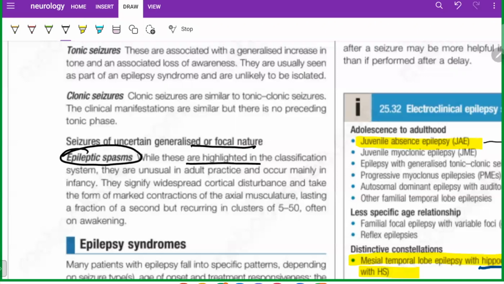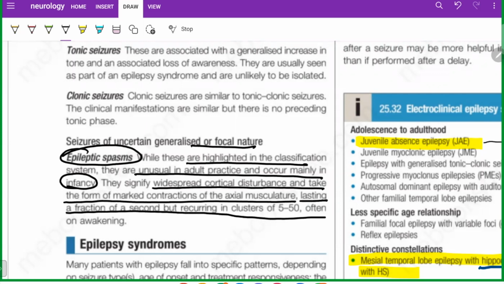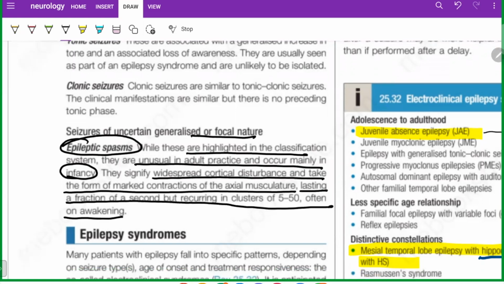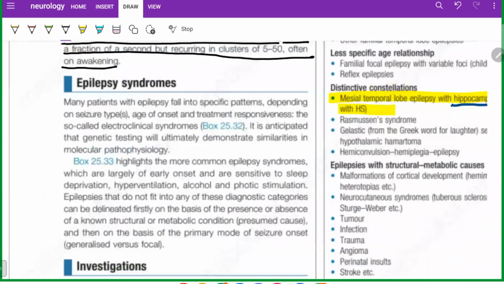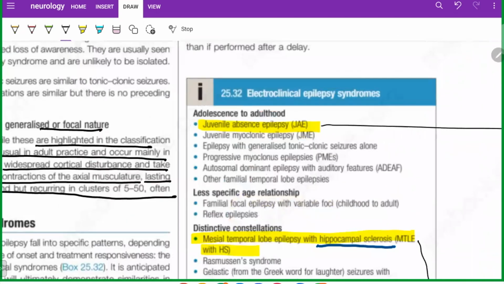While these are highlighted in the classification system, they are unusual in the adult population and are more common in infancy. Why does it occur? Due to widespread cortical disturbance, and it takes the form of marked contraction of axial musculature lasting for a fraction of a second but recurring in clusters of 5 to 50 on awakening. Is it clear? Next we are going to go for the epilepsy syndromes. So what is an epilepsy syndrome? There are various epilepsy syndromes.